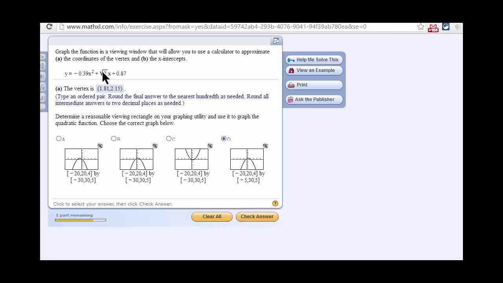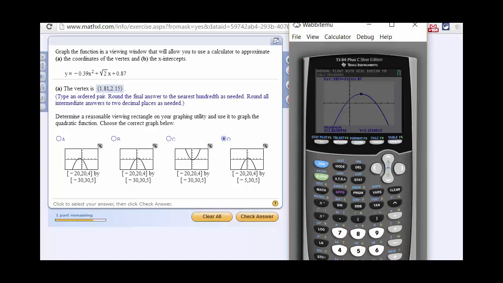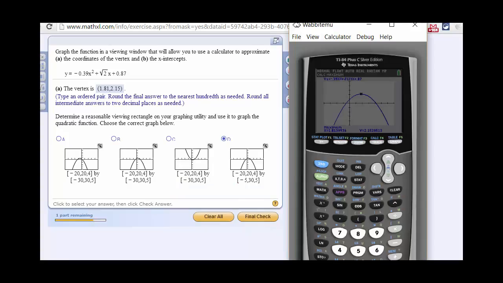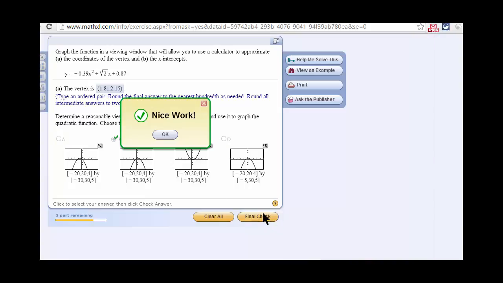All right, now determine a reasonable viewing rectangle on your graphing utility and use it to graph the quadratic function. Sounds okay to me. Now, I really liked my graphing window. But notice here, I'm going to go with D. It caught me. Okay. All right. I suspect it's B. In fact, B is really the only thing it could be.